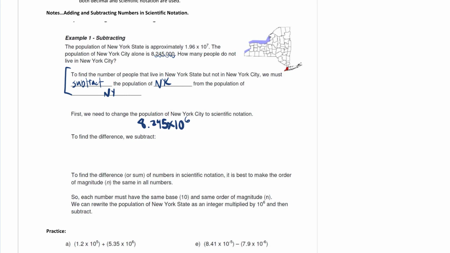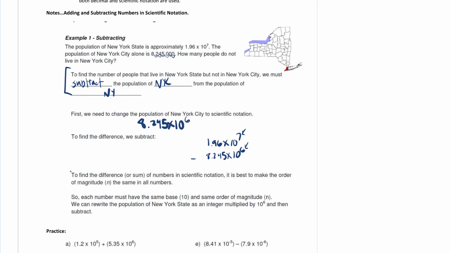Well, we have to subtract New York City from New York, which would mean 1.96 times 10 to the 7th minus 8.245 times 10 to the 6th. We have a problem though. These are not the same order of magnitude. There's a 7th power here and a 6th power here. We need to convert those to the same in order to make the subtraction work correctly.